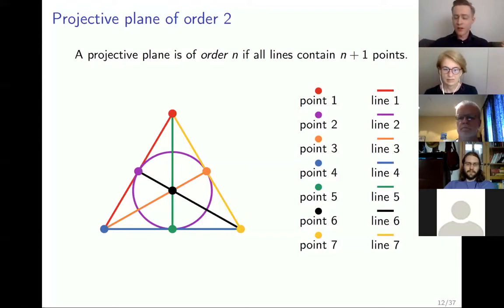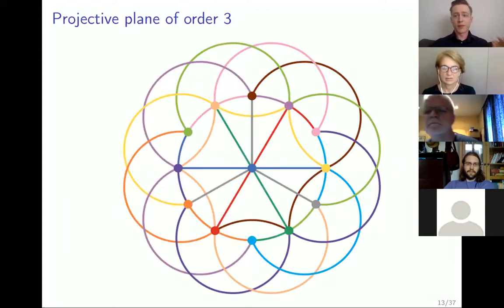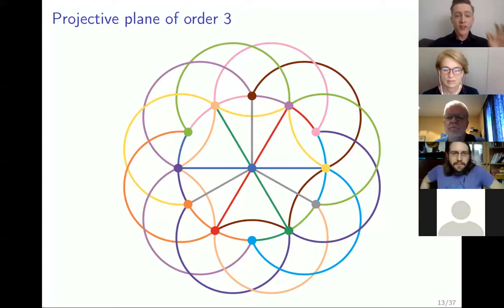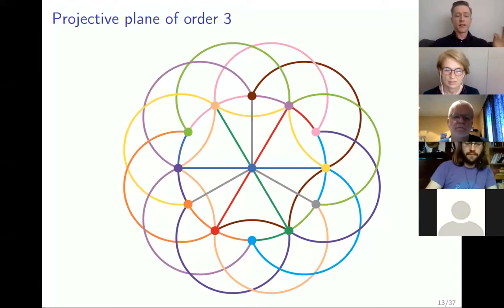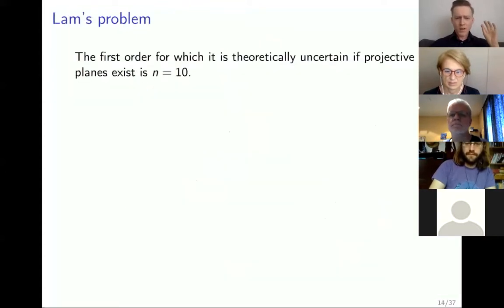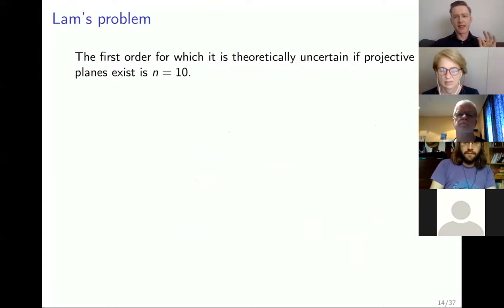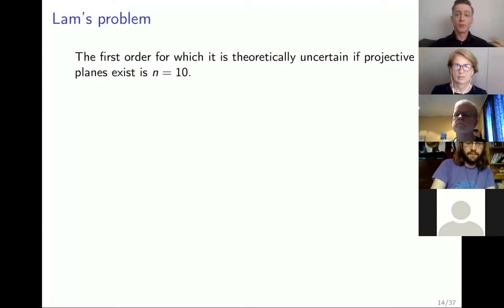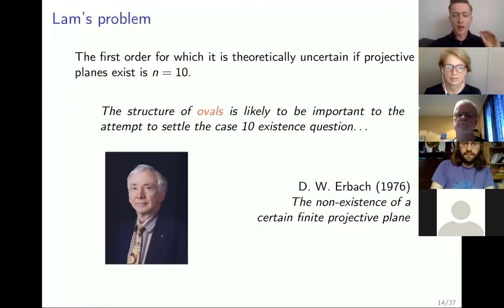So in fact, you can actually go a bit more complicated. Here's a projective plane of order 3. There's 4 lines on 4 points on every line. All right, so these things do exist. And the interesting thing is the first open case, at least theoretically, is at 10, right? This is known as Lamb's problem, to try to resolve, either find a projective plane of order 10 or prove it doesn't exist. This was a very famous problem for a long time. Lots of people worked on it.